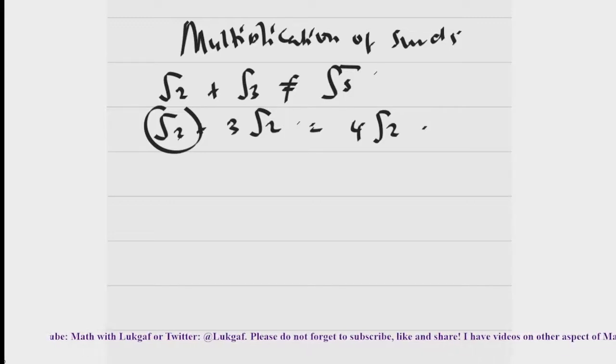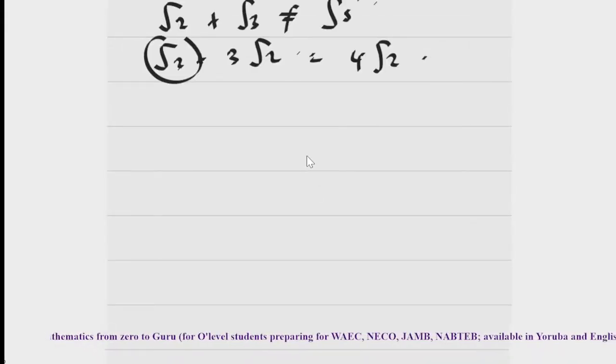So if that is clear, how do you now multiply surds together? To multiply surds together is not difficult. The first thing to do is to see whether you can simplify that surd into its simplest form. Then after you've simplified into its simplest form, you are going to do the grouping. By grouping, I mean you are going to multiply numbers with numbers and radicals with radicals.